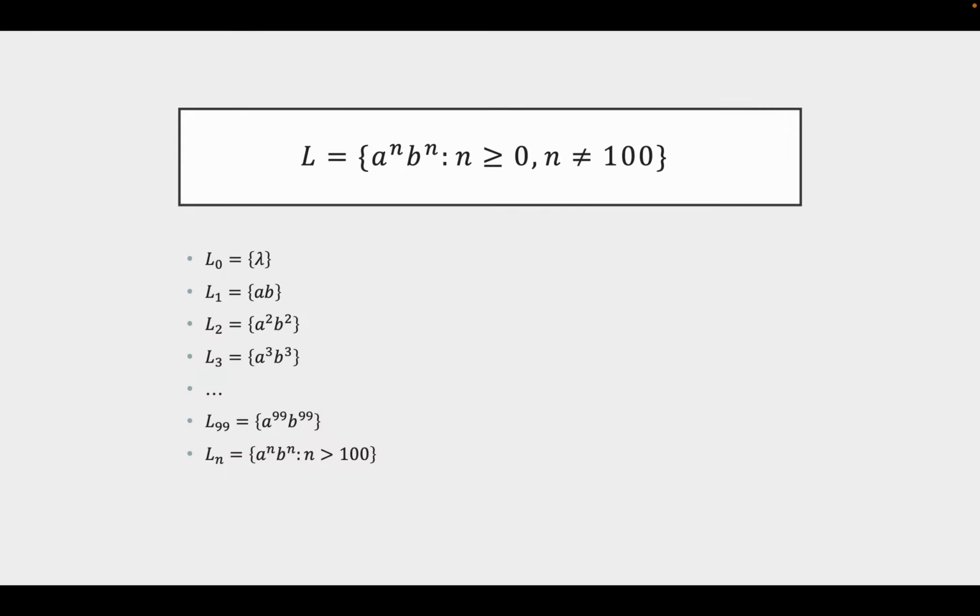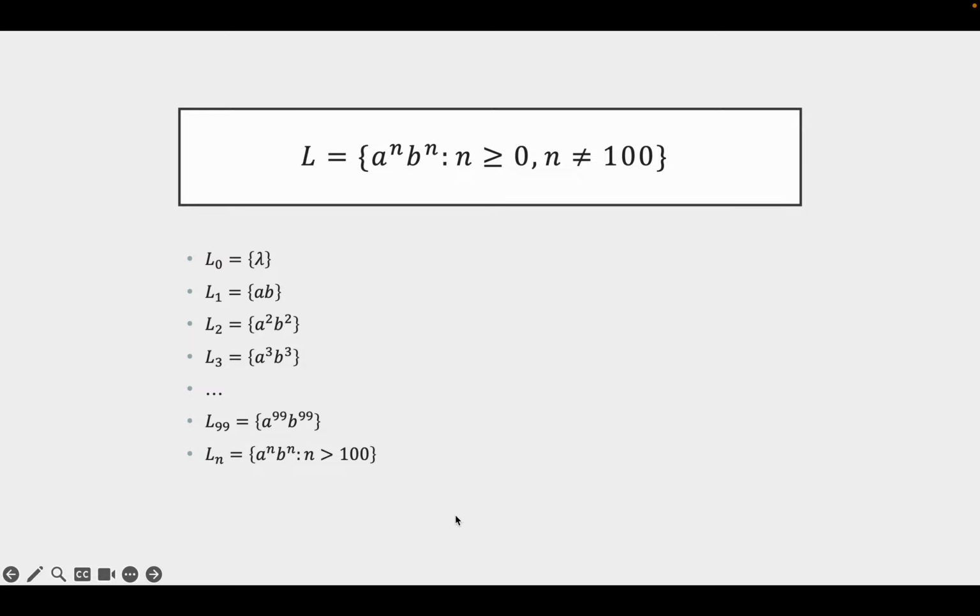We can do this by constructing a bunch of different languages and taking their union. So we can take L0, which is going to be λ, which is a word that's accepted in this language. L1 is going to be ab, which is a word in the language. L2 is going to be a²b², which is aabb. L3 is going to be a³b³, which is aaabbb, and so on and so forth. So what we have here is 100 languages, all the way up to L99. We have 100 languages with one word in them each. These are all regular languages, and therefore they're context-free languages.